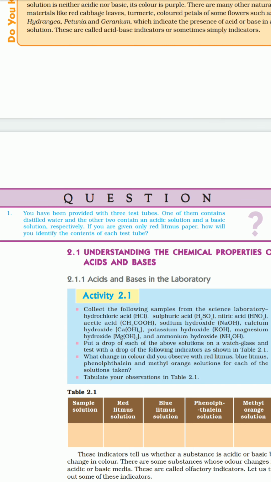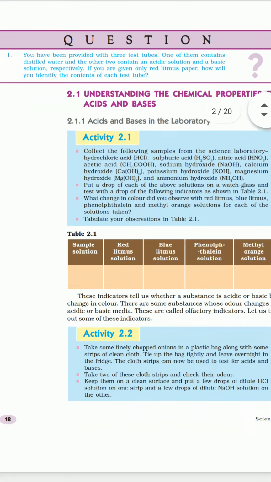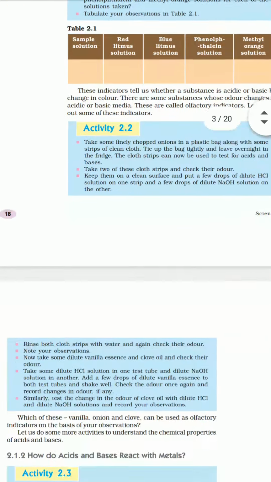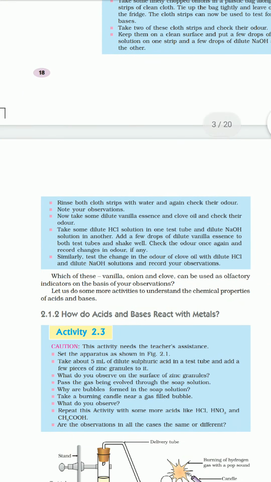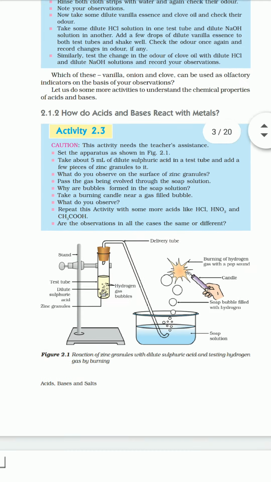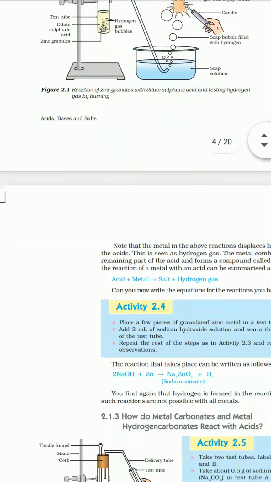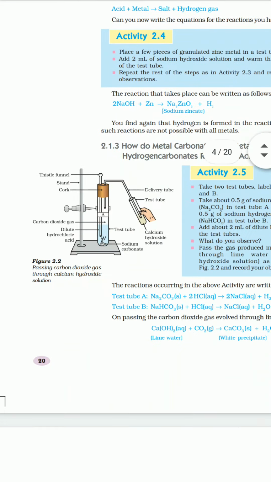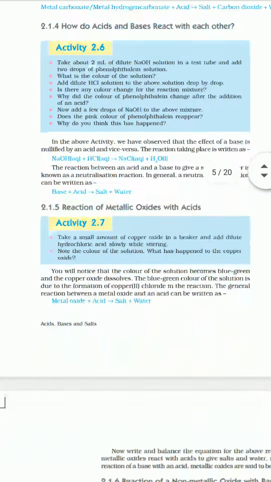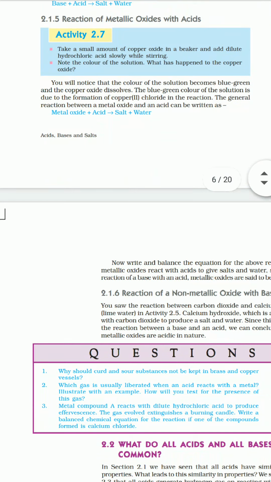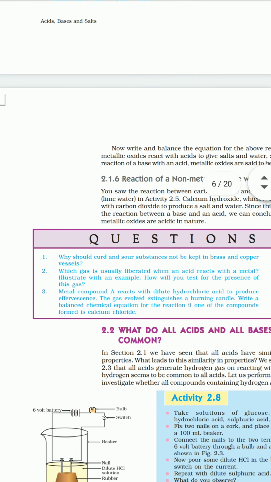Now the second question is: why should curd and other sour substances not be kept in containers made up of brass or copper? Both curd and other sour substances contain some acids in them. They react with copper or brass vessels to form certain salts which are not good for health. Therefore, it is not advisable to keep them in brass or copper containers.